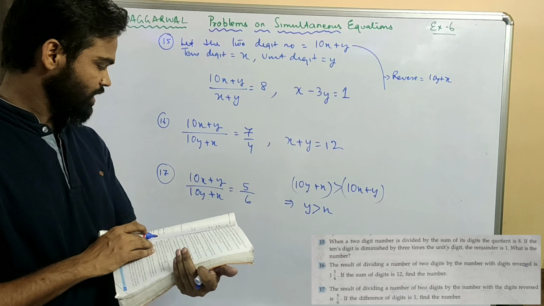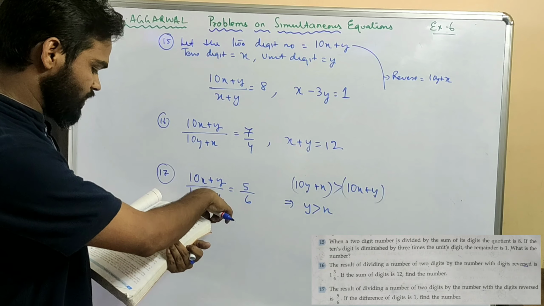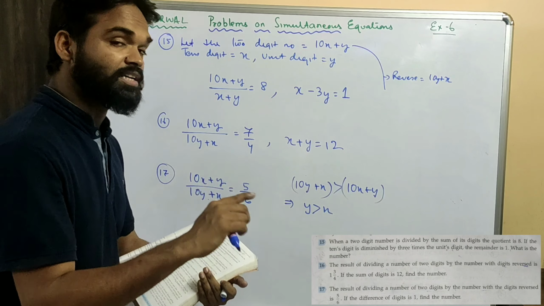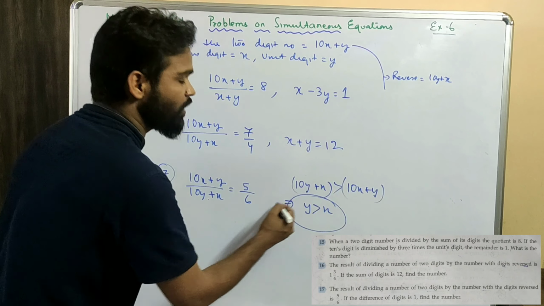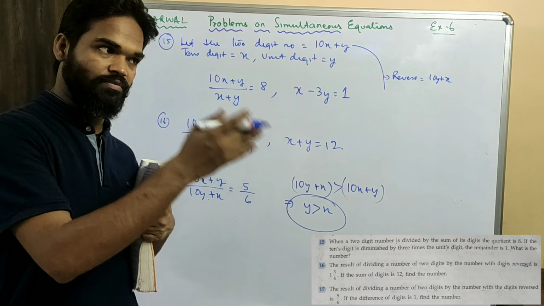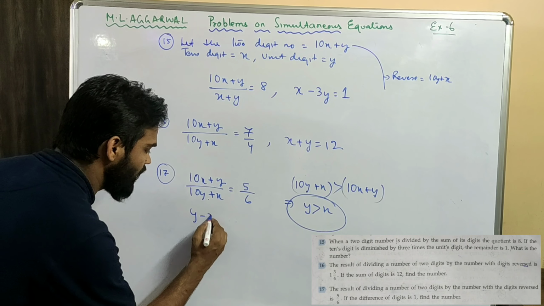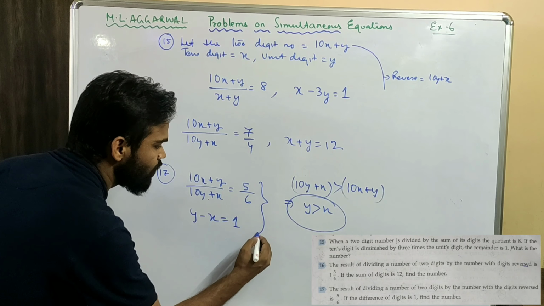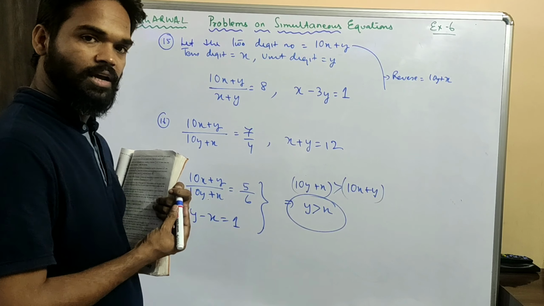Now read the sum. Again, the result of dividing a number of 2 digits by the number with the digits reversed is 5 by 6. If the difference of the digits is 1, that is the reason I wanted to know whether y is greater or x is greater. I know y is greater, which means y minus x is equal to 1. That's my second equation. Is it clear?